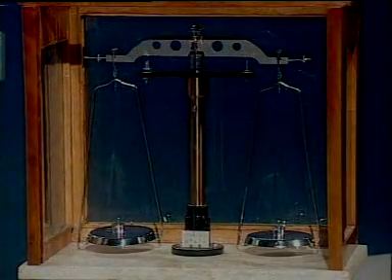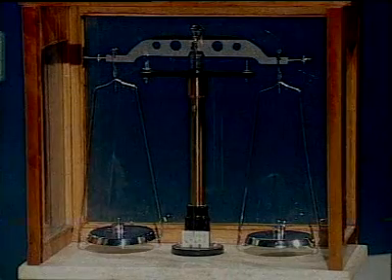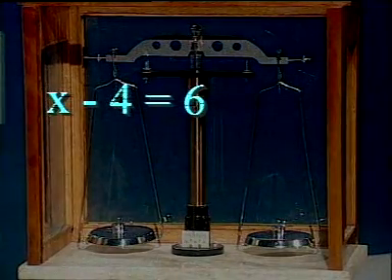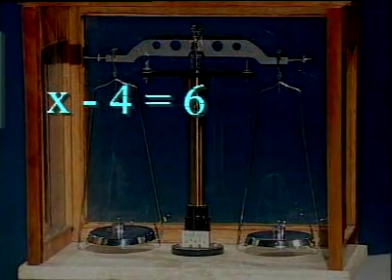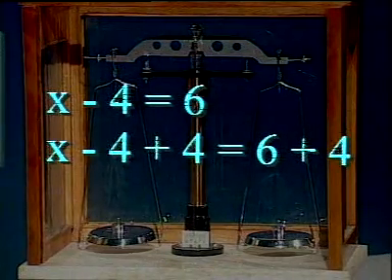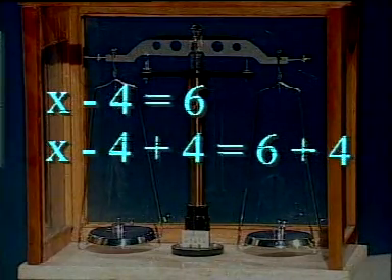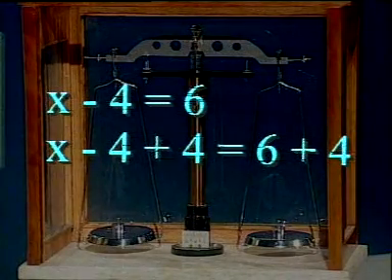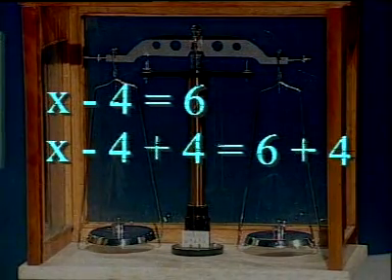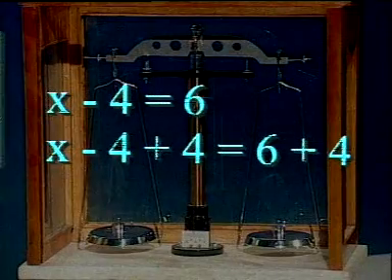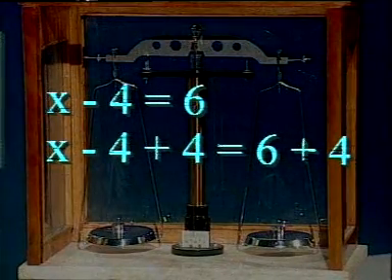Now we will take some algebraic expression to understand. x minus 4 equals 6, or x minus 4 plus 4 equals 6 plus 4. Here you can see that we have added the same number, that is 4, on both the sides. So we are left with x equals 10.